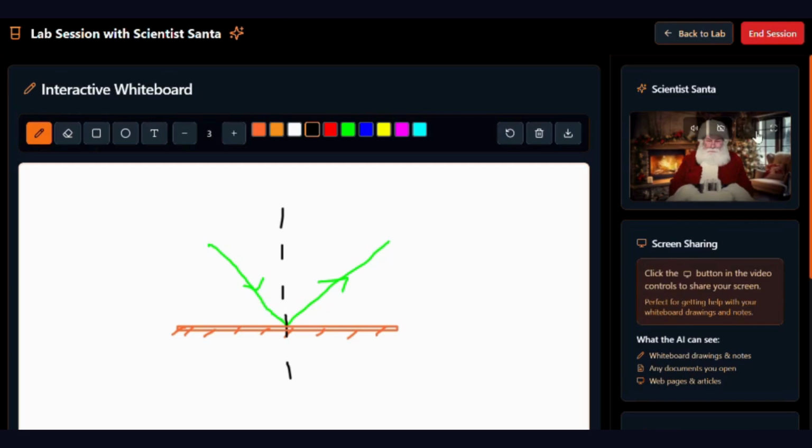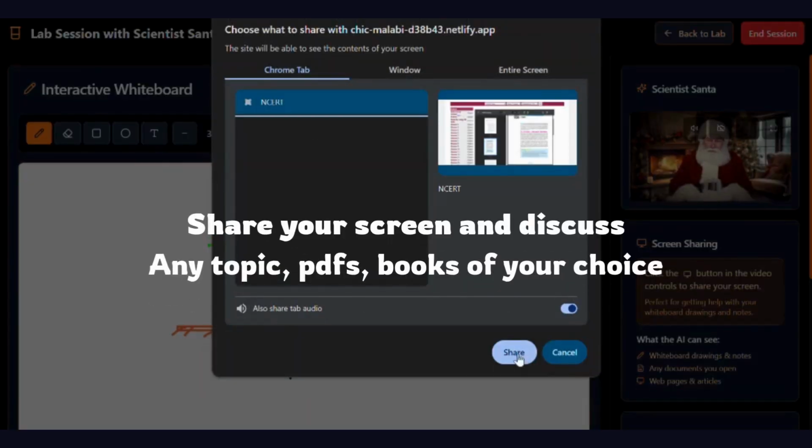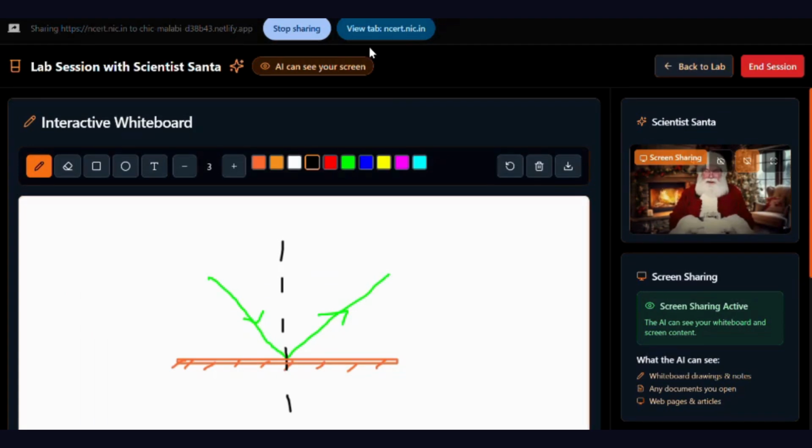Would you share screen of your book or any tab? Q&A about the concepts. Ho, ho, ho. Welcome to my science workshop. I'm Scientist Santa, and I'm absolutely delighted to be your science guide. What scientific topic has captured your curiosity? Sharing your screen, and it appears to be a document titled Our Environment from a Science Curriculum.